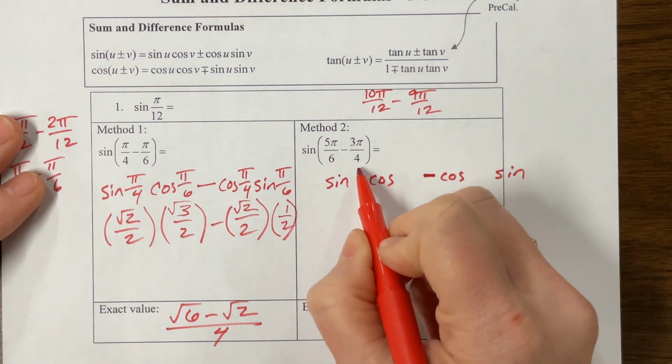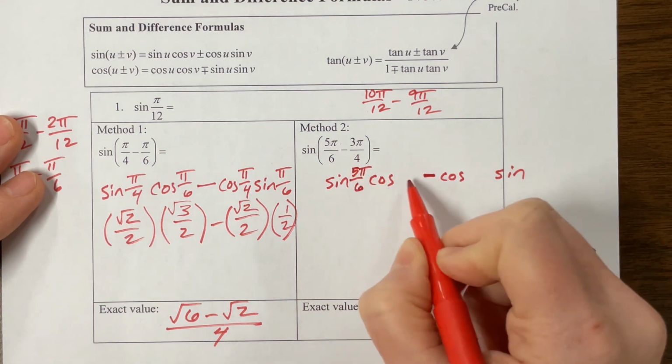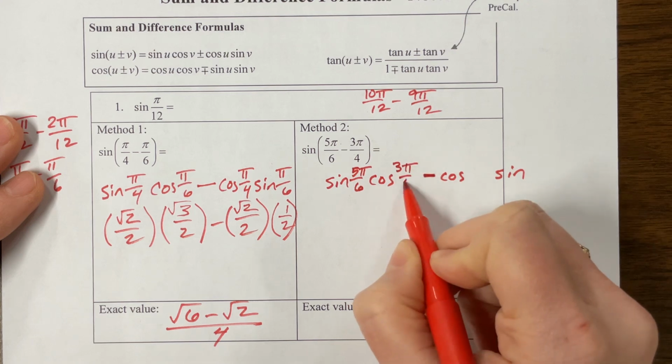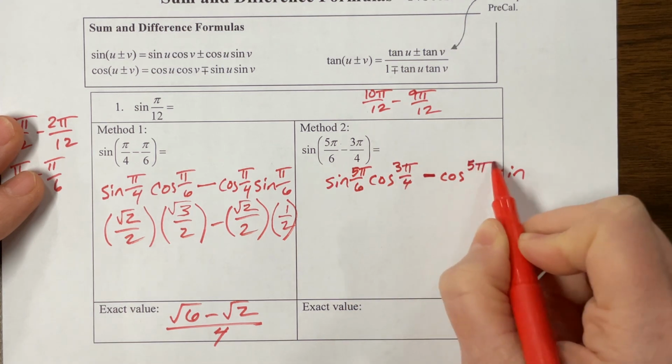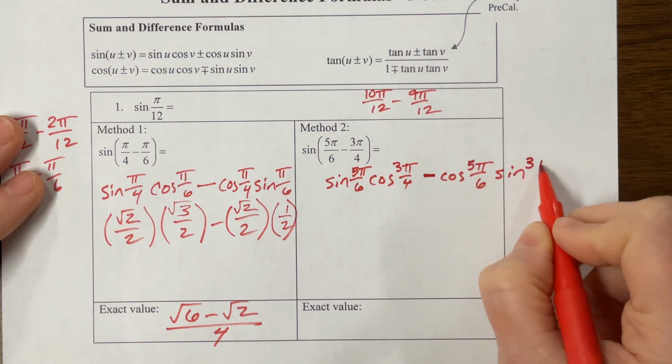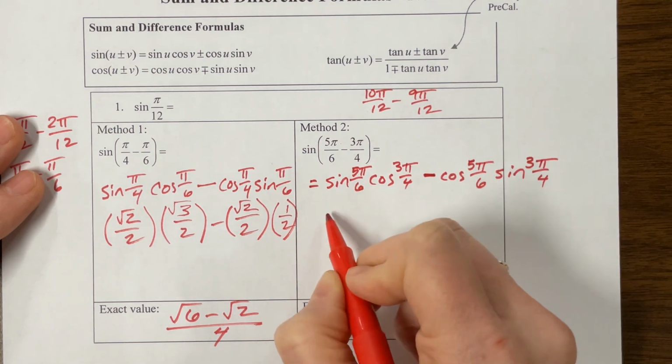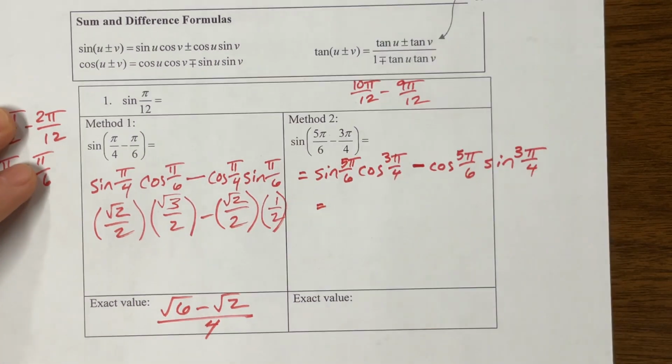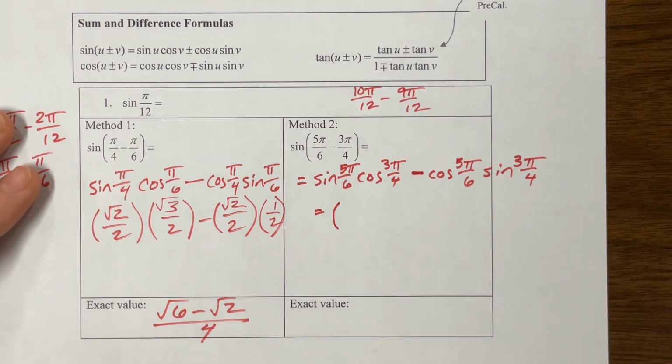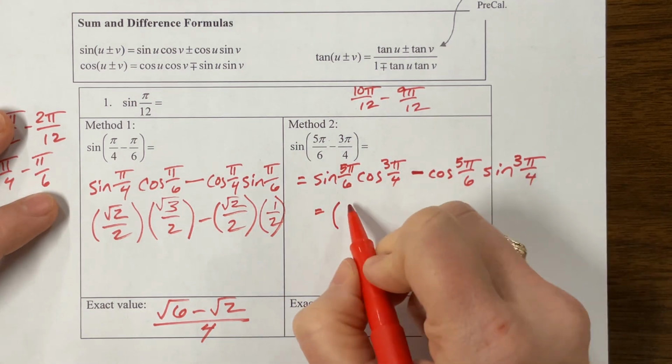And what was the first term? 5 pi over 6. Cosine was 3 pi over 4. The first angle is this, the second angle is that. And now we're back to the unit circle. So when I told you it never goes away, I did not lie. Sine of 5 pi over 6, where's the 5 pi? It's going to be 1/2.